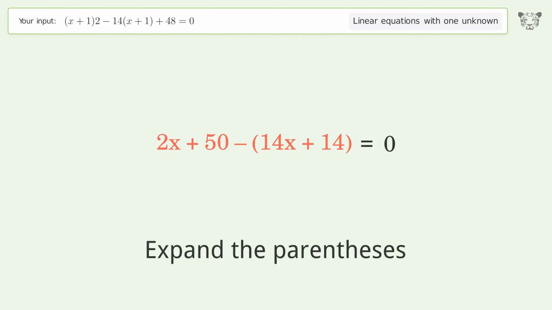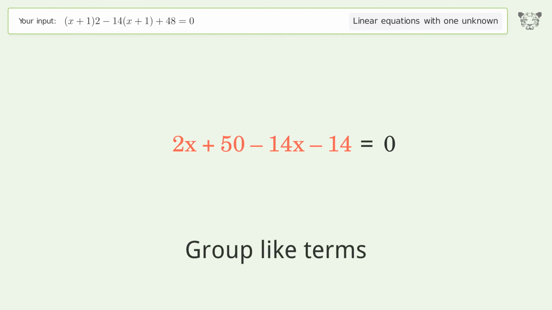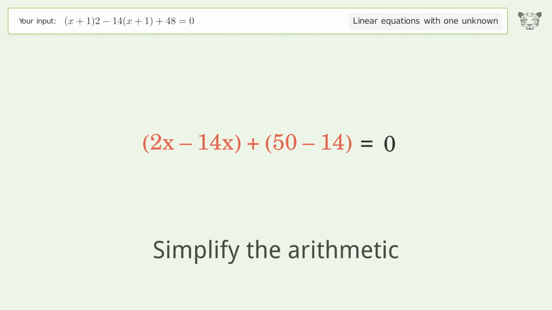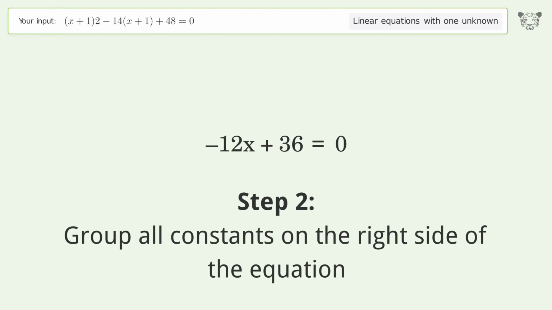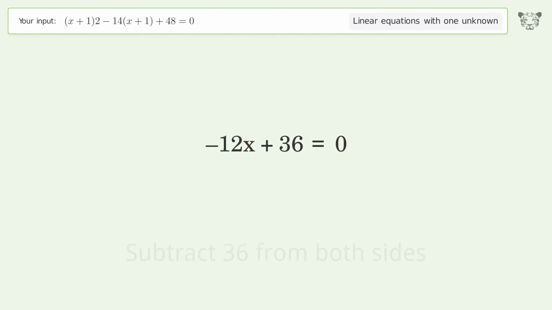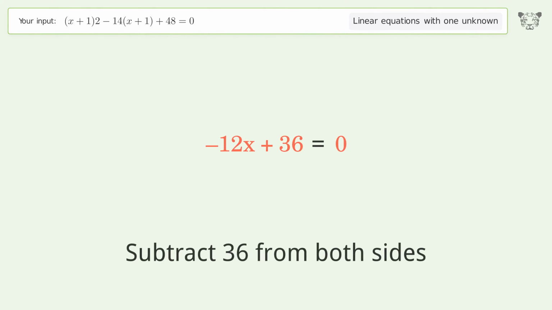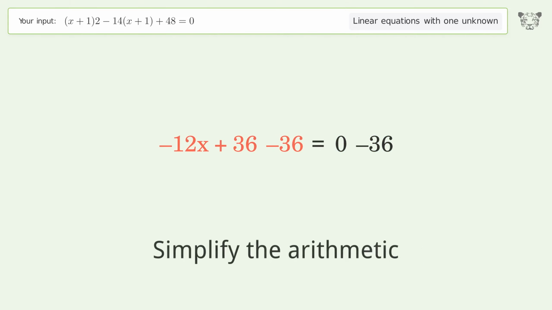Expand the parentheses. Group like terms. Simplify the arithmetic. Group all constants on the right side of the equation. Subtract 36 from both sides. Simplify the arithmetic.